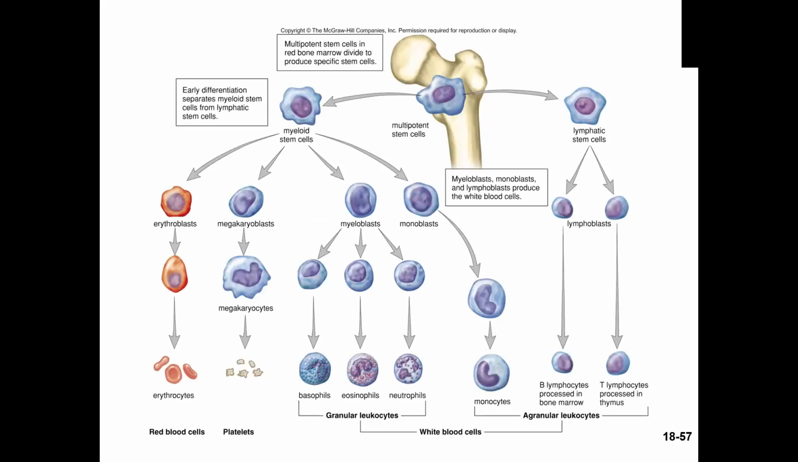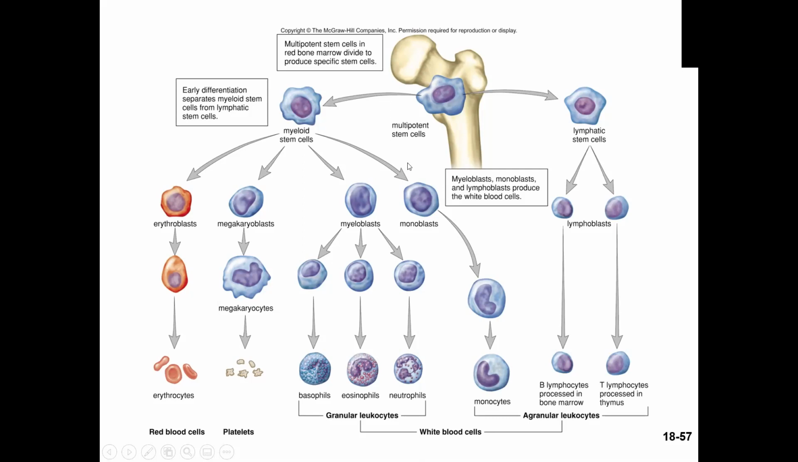So here's that picture again. Everything I just said on that last slide, here we go. Here is our pluripotent stem cell that begins in the red bone marrow. Now that's going to break apart. Here are our lymphoblasts, which will give rise to B lymphocytes, which are processed within the bone marrow. And then our T lymphocytes, which will get sent off to lymphatic tissue, the thymus, for maturation.